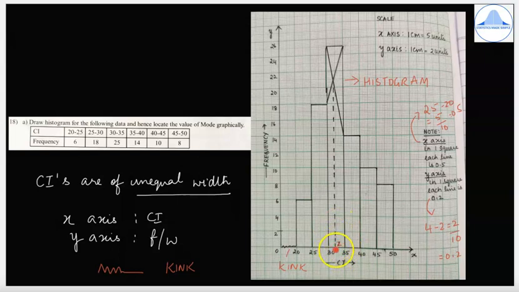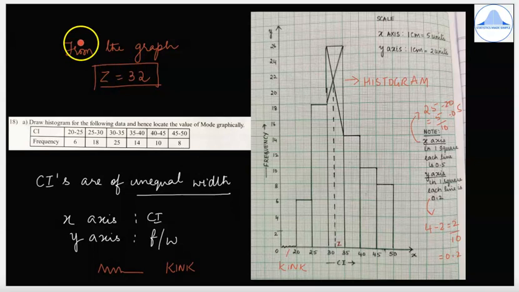So this point over here, you should mark it as z, and then you can write from the graph, z, that is the mode, is equal to 32. It can be like 32.5 or a little close to it. Even though you don't get the accurate value, you will be given the marks. So the correct answer is z is equal to 32.